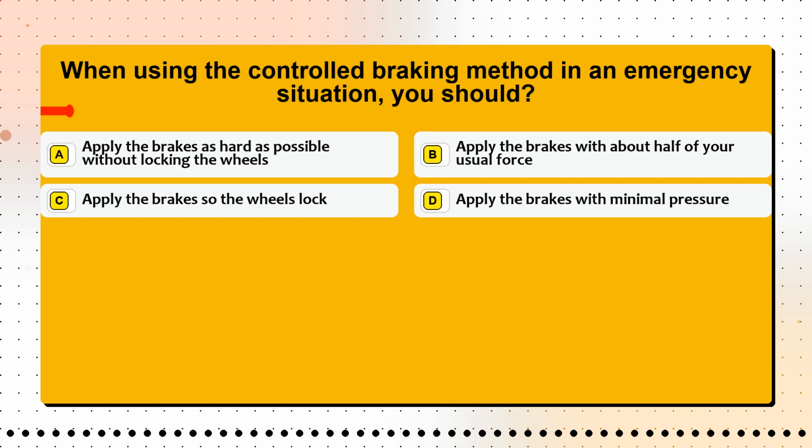Question 51. When using the controlled braking method in an emergency situation, you should. Here are the options. Option A. Apply the brakes as hard as possible without locking the wheels. Option B. Apply the brakes with about half of your usual force. Option C. Apply the brakes so the wheels lock. Option D. Apply the brakes with minimal pressure.